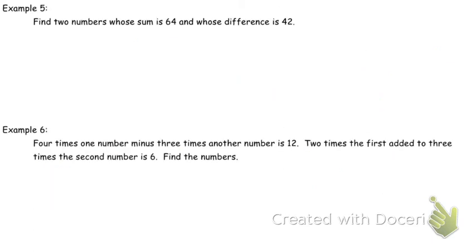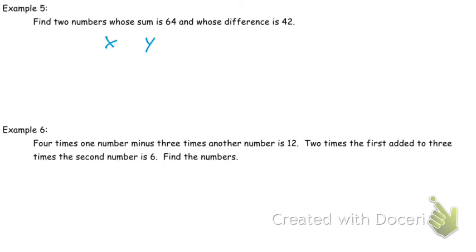Now we have a couple word problems. It's been a while since we've done word problems, right? Find 2 numbers whose sum is 64 and whose difference is 42. So, 2 numbers. Do we know what the numbers are? No. What can we call them? Variables. X and Y. And they're 2 different numbers, so they're 2 different variables.